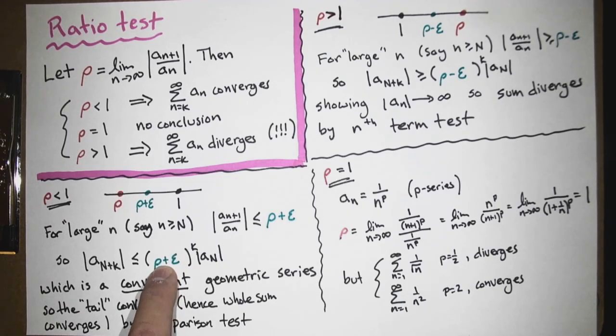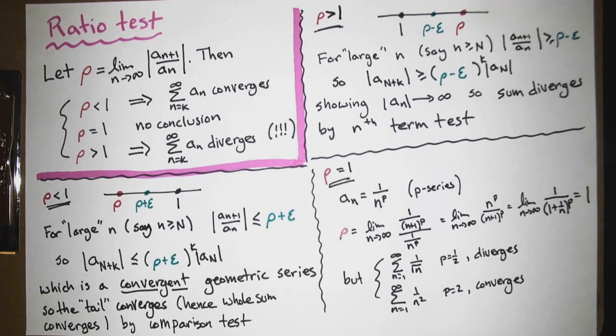And that something is smaller than 1. That's geometric. So we're bounding it by a converging geometric thing. And so, since we're bounding it above by something convergent, it must also be convergent. And that's the comparison test. So that's why if your limit is less than 1, you converge.